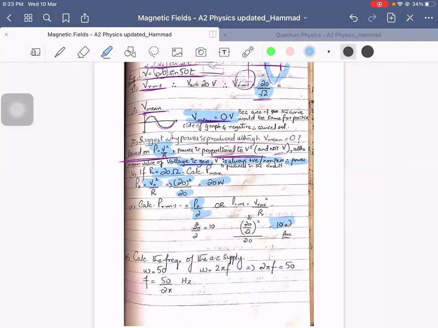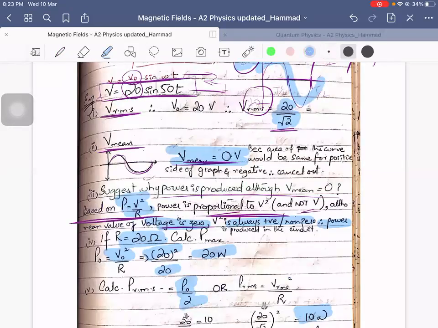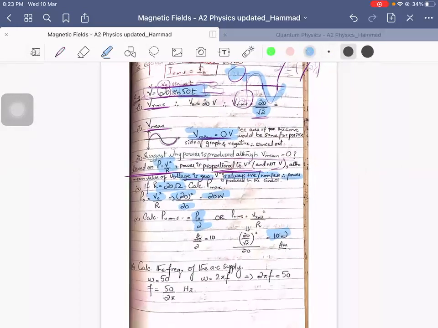You are asked for the frequency of the AC supply. Please understand from simple harmonic motion that this is sine omega t, right? I've written the formula here as well. Omega is equal to 2 pi f. 2 pi f could be equated to 50 because omega is 50 from this entire equation here. And simply divide it off to get the value of the frequency.